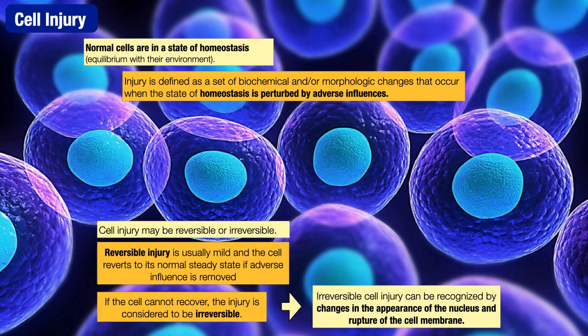Cells need to be in a state of homeostasis or balance or equilibrium. And when that state is altered by adverse events, cell injury results. Cells have the ability to recover from mild reversible injuries if the insult, that's always a request, if the insult is removed. But some injuries are irreversible and changes to the nucleus or rupture of the plasma membrane occur.